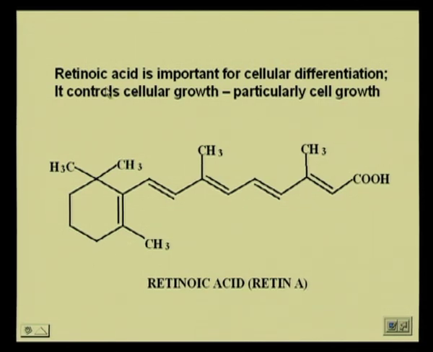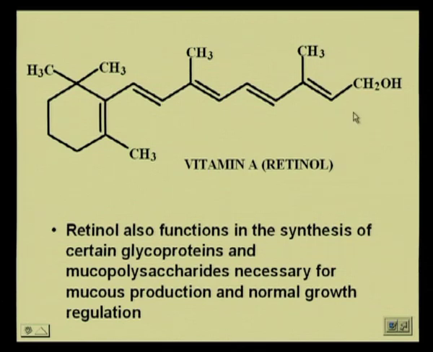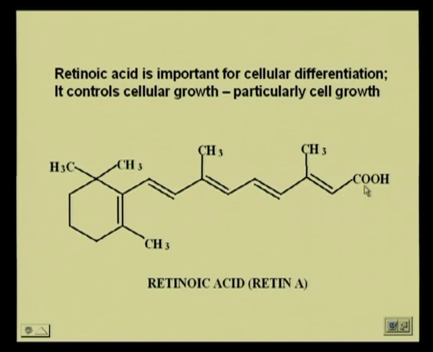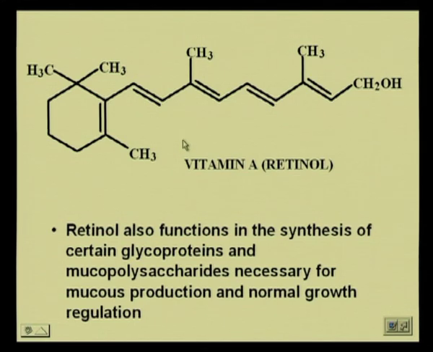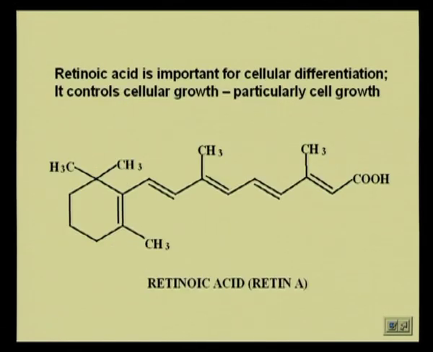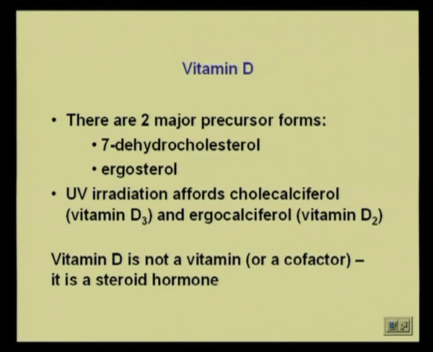And retinoic acid also, which is the acid form of retinol. When this forms retinoic acid, it is also involved in cellular differentiation, it controls cellular growth. Okay. So, because you have already read that vitamin A, the deficiency of it is going to cause night blindness, it is good for your eyes and so on and so forth, it is also good for a number of other activities here. So, vitamin A is involved not only in your visual pigments, but also in your glycoproteins and in cell growth.